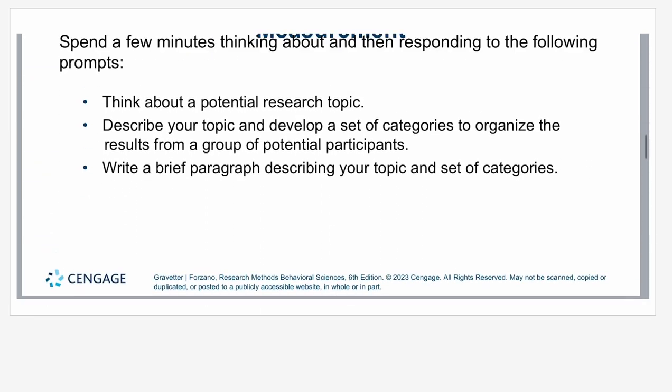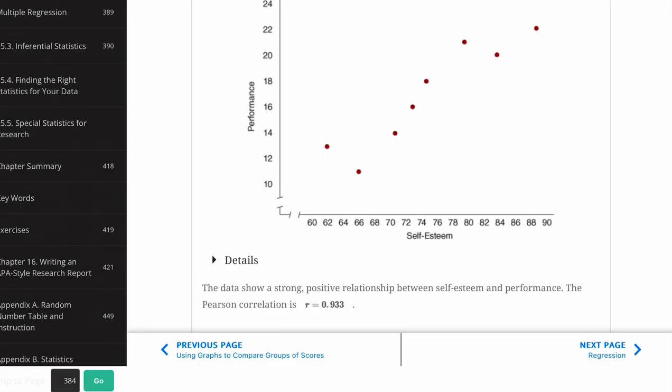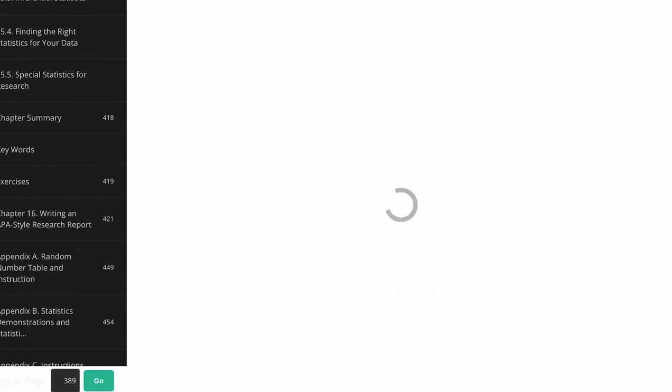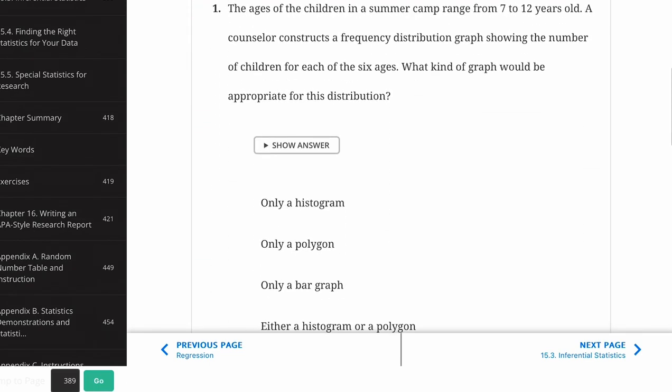Okay, so that's it for that. Let's do the learning check really quickly and we will be done. We got through it all, guys. Good job. Okay, learning check.